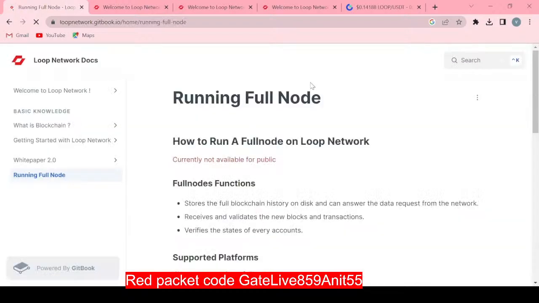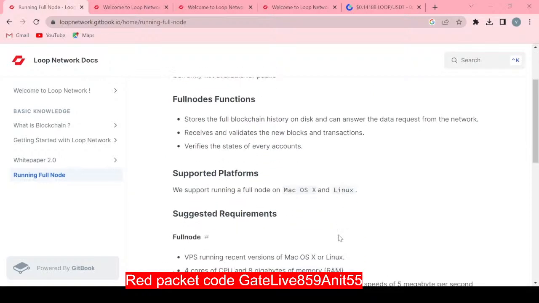In the developer section, node configurations are included, such as running a full node. Running full nodes on loop network is not available as a public option. And what are the functions of a full node? It stores the full blockchain history on a disk and can answer data requests from the network, and it also receives and validates new blocks and transactions. It verifies the states of every account. That is important.